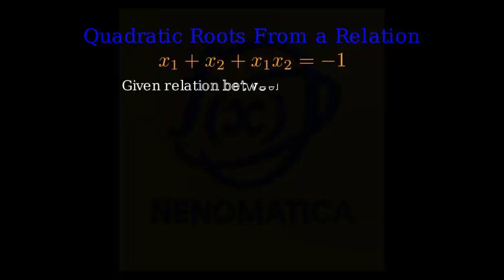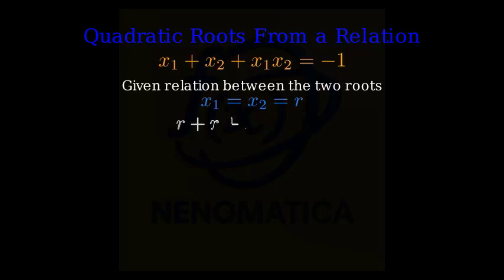Example: we are given a relation between the roots of a quadratic equation, x1 plus x2 plus x1 times x2 equals -1. If the equation has a double root, what is that root? We will solve this step by step using substitution and completing the square. Because the equation has a double root, the two roots are equal. Let r be that repeated root. So x1 equals x2 equals r. Substitute into the given relation.